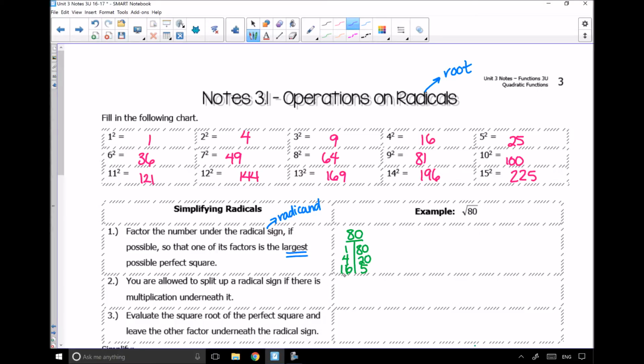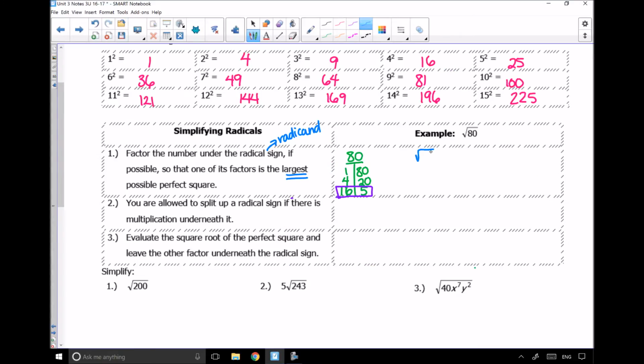So 16 is bigger than 4, so I'm going to use 16 and my other factor, which is 5, because 16 times 5 is 80. So essentially I'm going to write this as the square root of 80 is the same thing as the square root of 16 times 5, because 16 times 5 is 80. So then step 2 says you're allowed to split up a radical sign if there's multiplication underneath it. So if you see how there's multiplication underneath my radical right here, I'm allowed to say that it's just the square root of 16 times the square root of 5, okay?